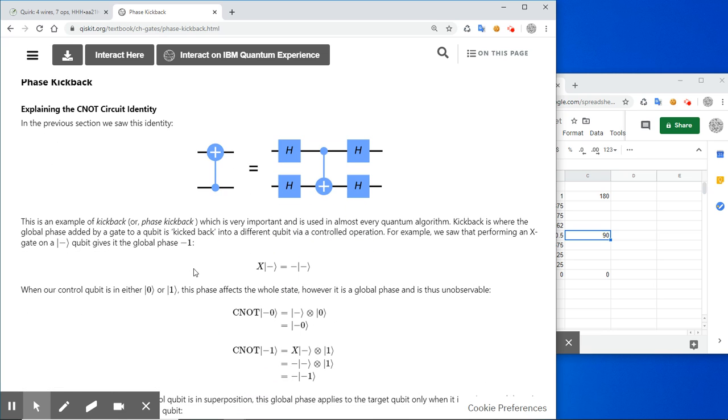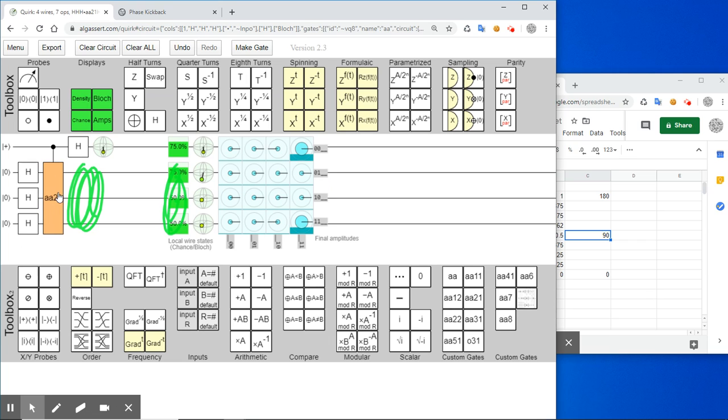Yeah, phase kickback. It's very important and used in almost every corner. Phase kickback is where the global phase added by a gate to a qubit is kicked into a different qubit. Okay, so the global phase that is added to that particular set of qubits, which varies definitely.